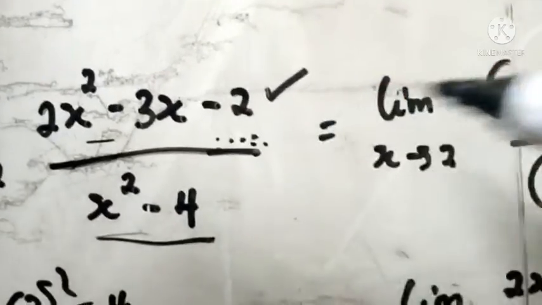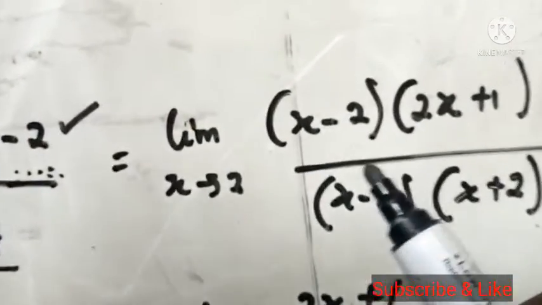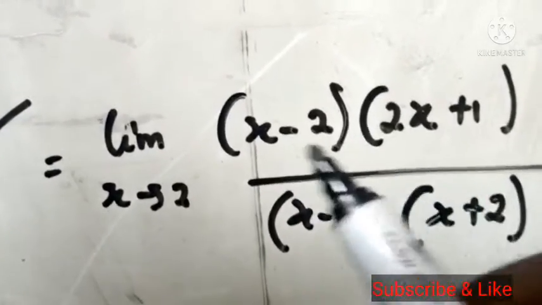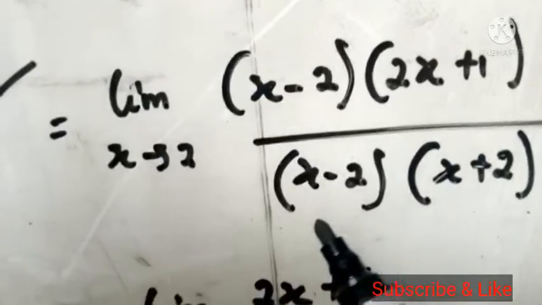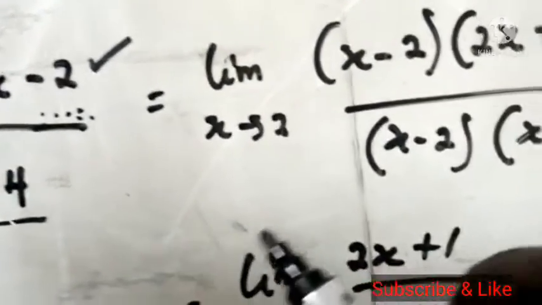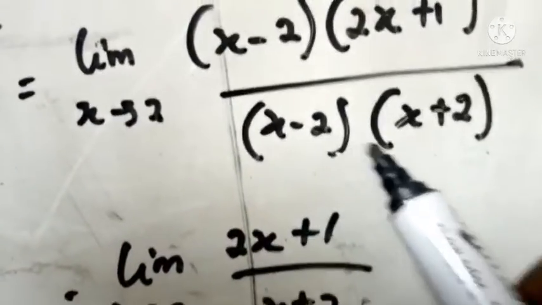So by the quadratic method we are going to arrive at 2 factors, right? So x minus 2 and then 2x plus 1. So we are just looking for the factors. So down here we split it down. This is the x squared minus 4. If you split it out, we are going to have x minus 2 and then x plus 2.